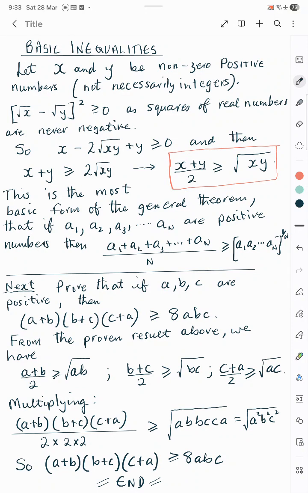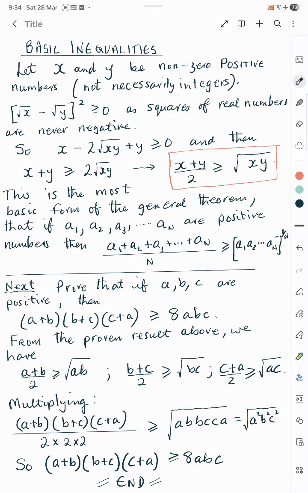Hello and good morning. In this video, we want to tackle some basic inequalities. So, suppose x and y are non-zero positive numbers, not necessarily integers. Now, when you square a number, we always get a positive result.